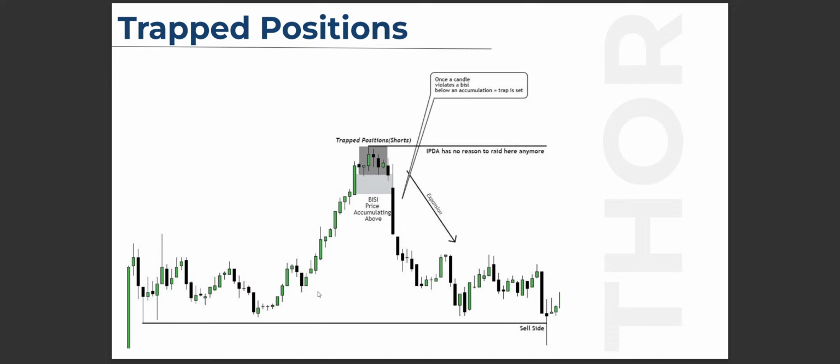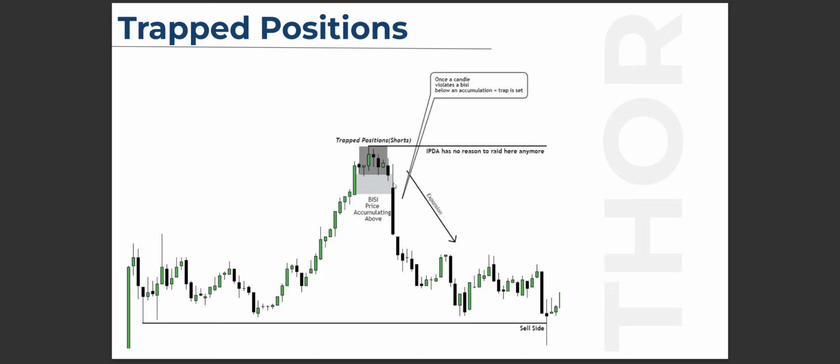Now this creates impulsiveness in people, especially in retail traders. I used to do the same thing. They start longing, and in this accumulation, price stays above a bullish fair value gap, spends time there for a little while, and then immediately after it distributes lower. So it breaks lower, inverts, and invalidates the bullish fair value gap.